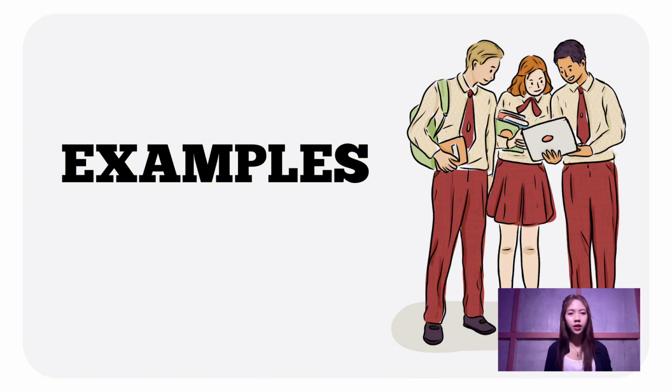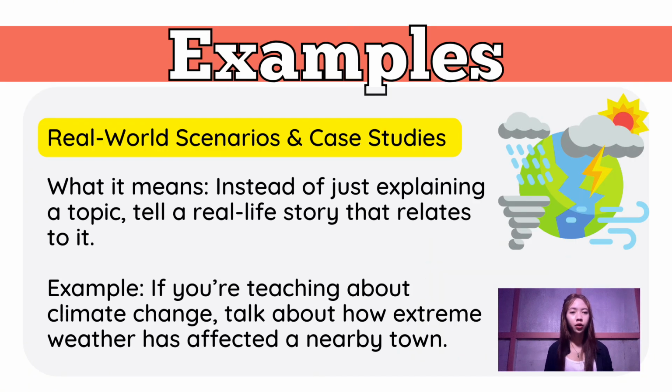So here are the ways to apply context-based learning. First, real-world scenarios and case studies. Instead of just explaining a topic, tell a real-life story that relates to it. Example, if you are teaching about climate change, talk about how extreme weather has affected a nearby town. Why it works. The students relate better to real situations and remember them longer.